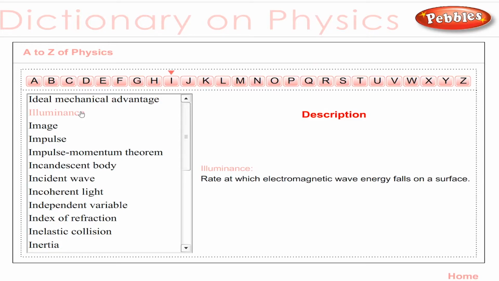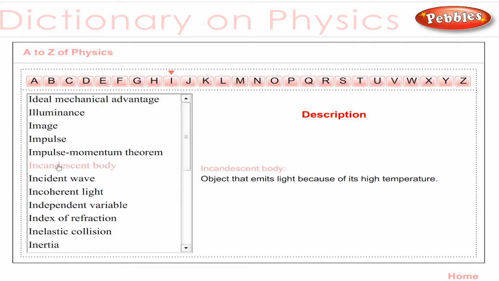Illuminance. Rate at which electromagnetic wave energy falls on a surface. Image. Reproduction of object formed with lens or mirrors. Impulse. Product of force and time interval over which it acts. Impulse momentum theorem. Impulse given to an object is equal to its change in momentum.